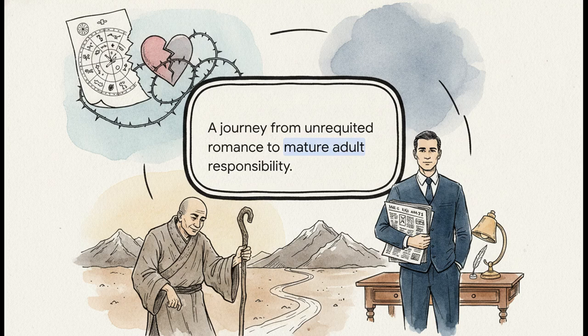This novel traces Chandran's coming-of-age arc. After a heartbreaking, unrequited romance that was actually thwarted by mismatched astrological horoscopes, Chandran suffers a breakdown. He wanders South India as a fake holy man, a renounced ascetic. But eventually, guilt over his own hypocrisy drives him right back to reality, where he settles down as a newspaper agent and finds mature, practical adult responsibility.